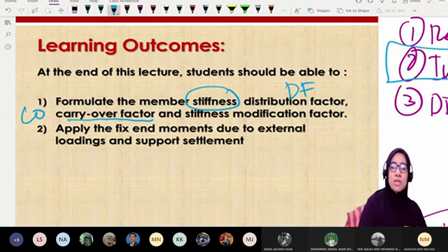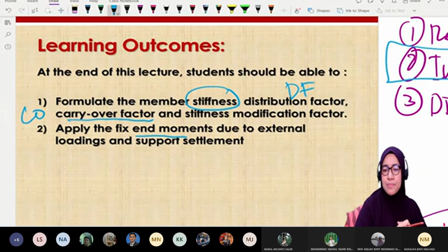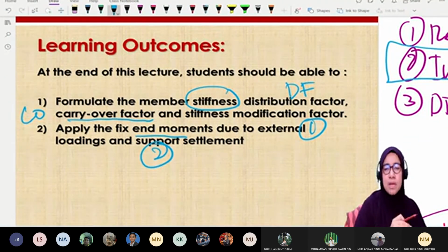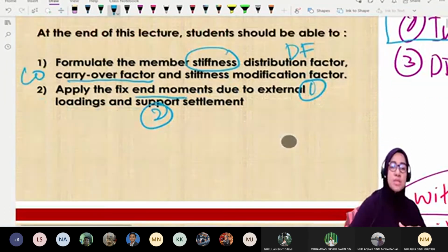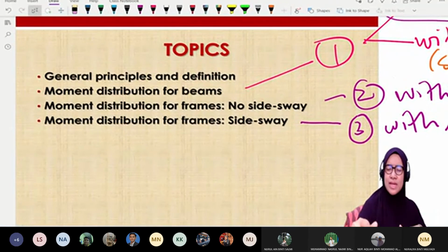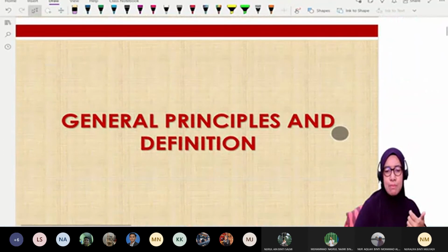Okay, fixed end moment. Another thing that you need to understand is fixed end moment. There are two conditions. Number one is due to external loading. Number two is support settlement. For this week, we focus on external loading first. Next week, only then do we discuss support settlement. So this is the coverage, which you have seen in the video. Our coverage is beam and frame only.